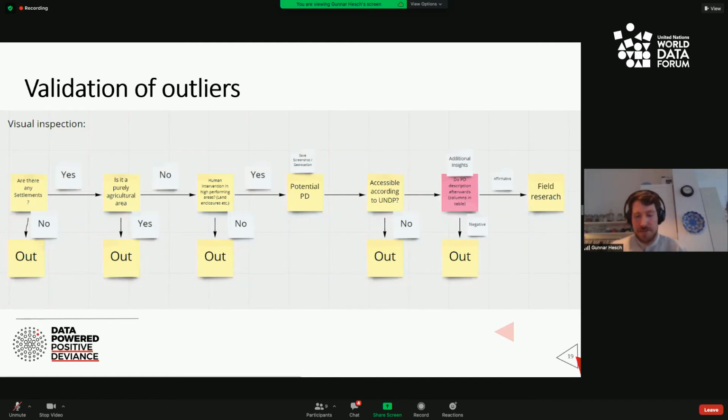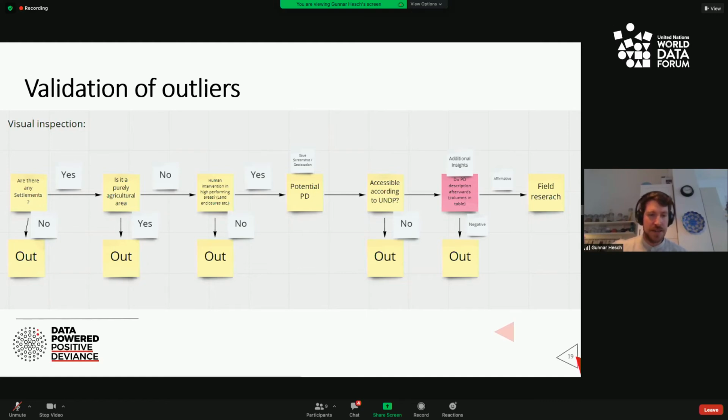Then also some more practical or more pragmatic questions come into play, like, for example, is it accessible? Can we visit the region or not? And also, can we see some interventions? Do we have some third-party knowledge on interventions happening?